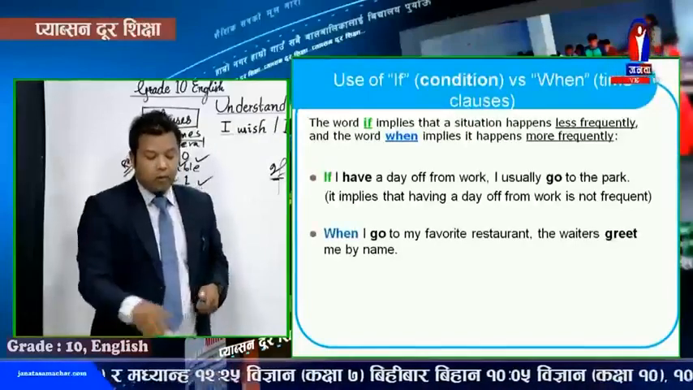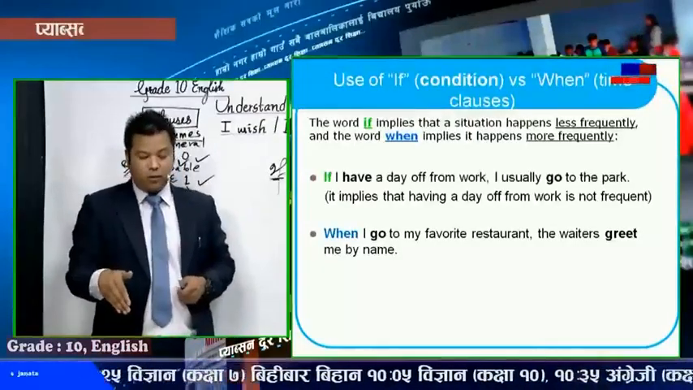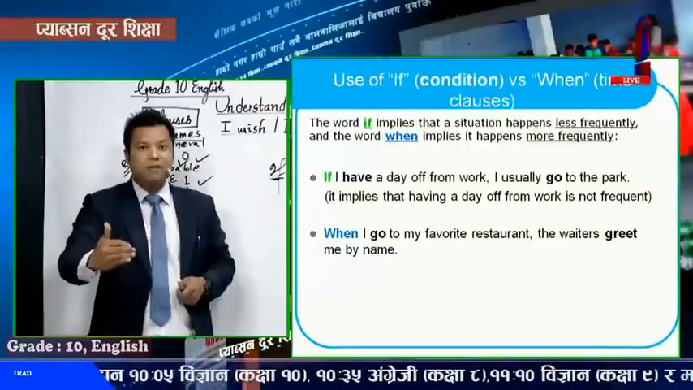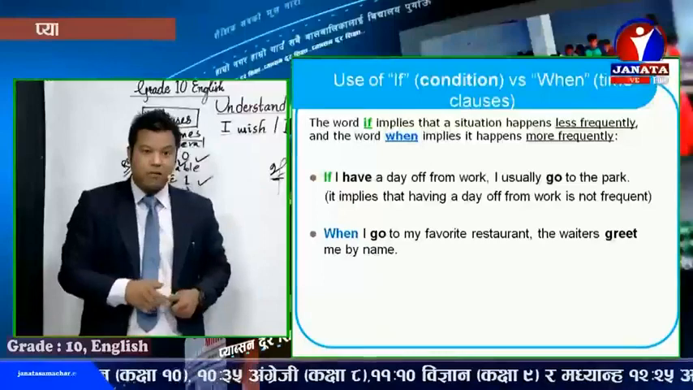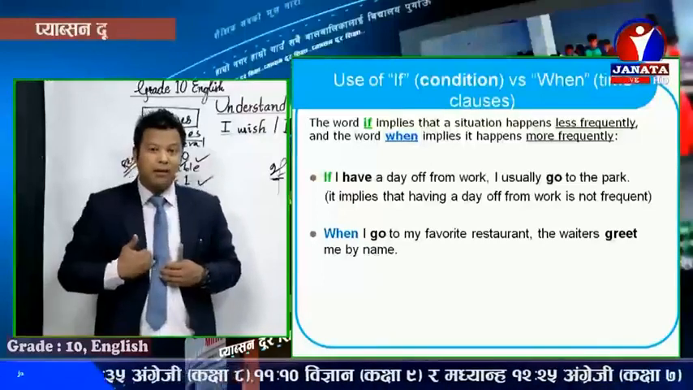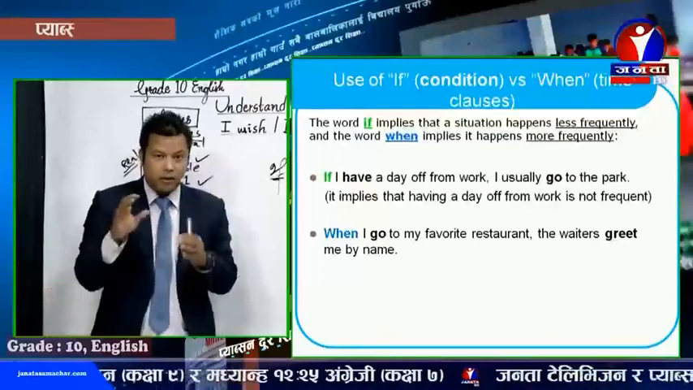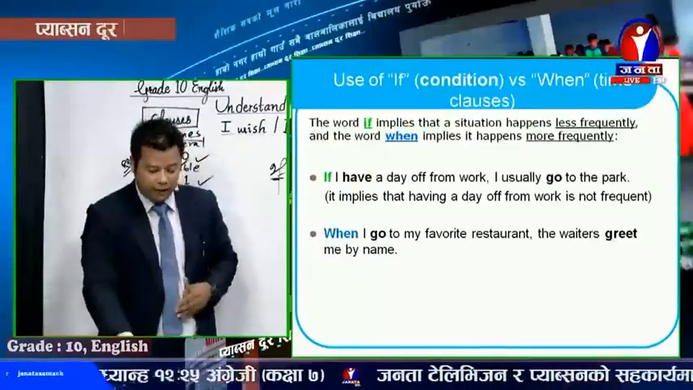And then if I say, "When I go to my favorite restaurant, the waiters greet me by my name," it tells you that I keep on visiting this restaurant, and maybe because of my frequent visits, they're familiar with me. They even know my name, unlike other customers. So there are specific meanings you have to focus on.